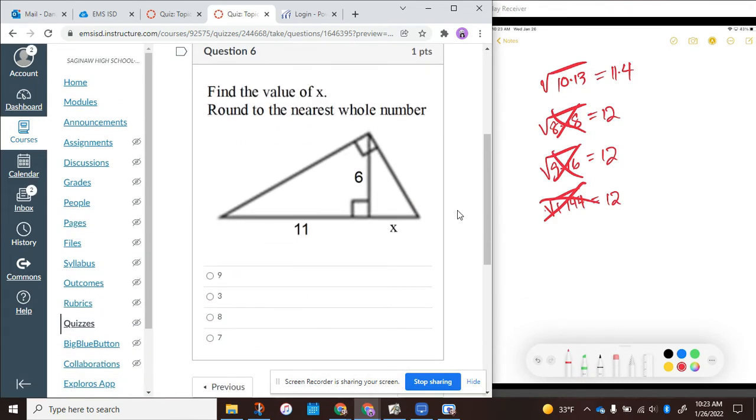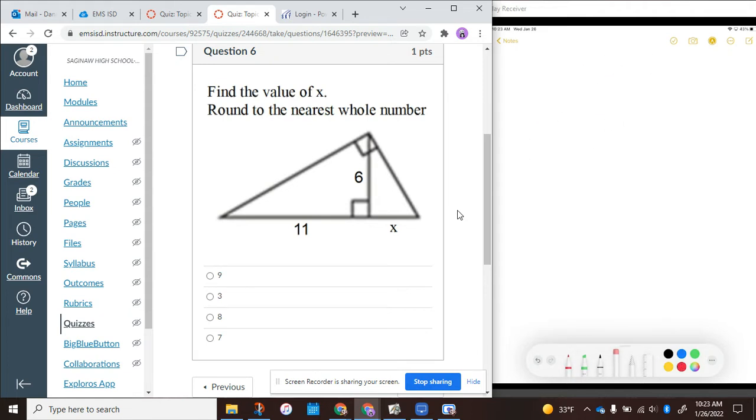Question number 6. Find the value of x. All right, this right here is where we're going to talk about similar triangles. Now, we know from our notes that when you have a right triangle set up like this and you drop an altitude down, the big triangle on the outside, the medium-sized triangle on the left, and the small triangle on the right are all similar to each other.